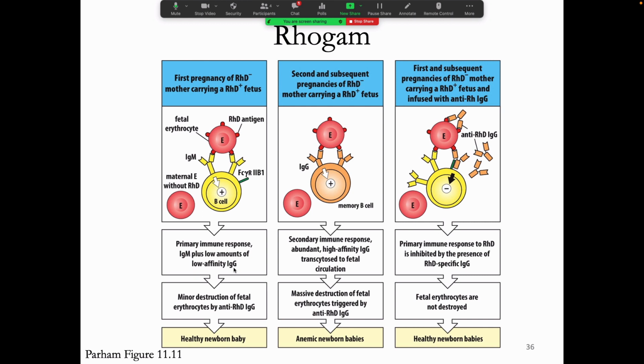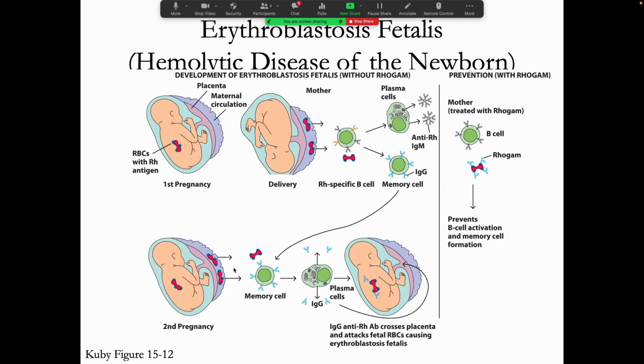So she's given Rhogam, this antibody that's shown here, to actually inhibit naive B cell activation so that she does not have any of this production of her own B cells making this response to potentially cause harm during the second pregnancy.